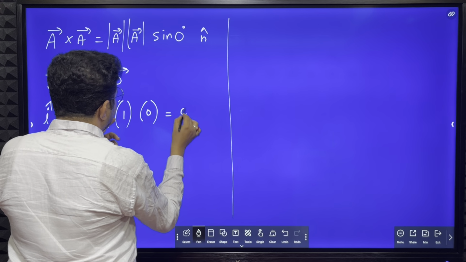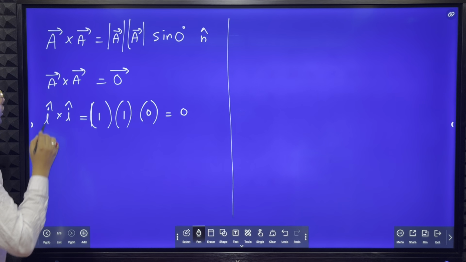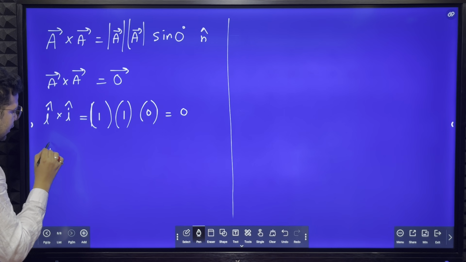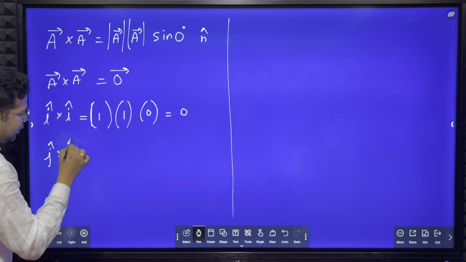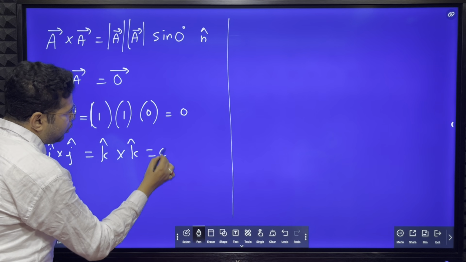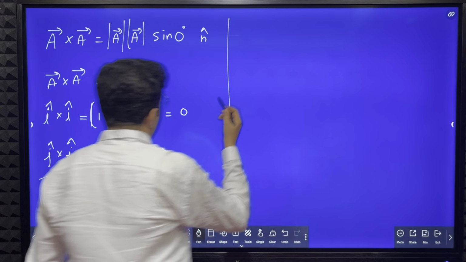That is equal to 0. It's a null vector. So i cross i is equal to 0. Since A cross A is equal to 0, i cross i is also 0. Similarly, j cross j equal to k cross k is also equal to 0. Remember.